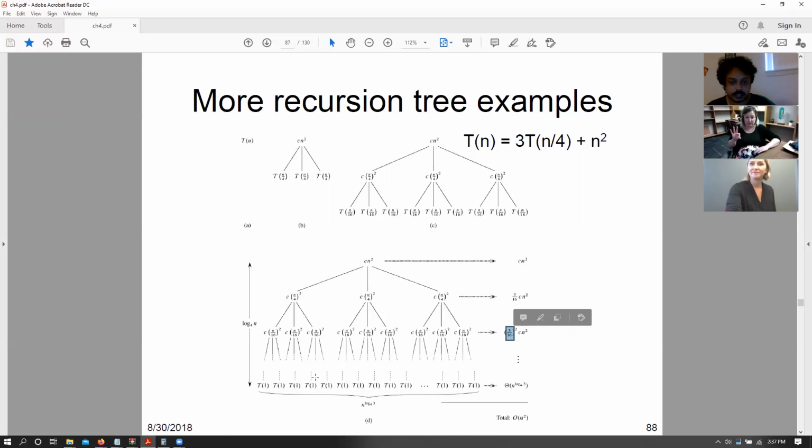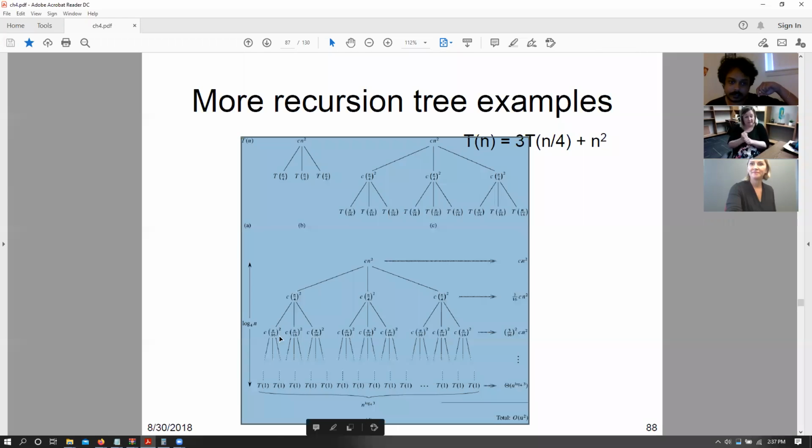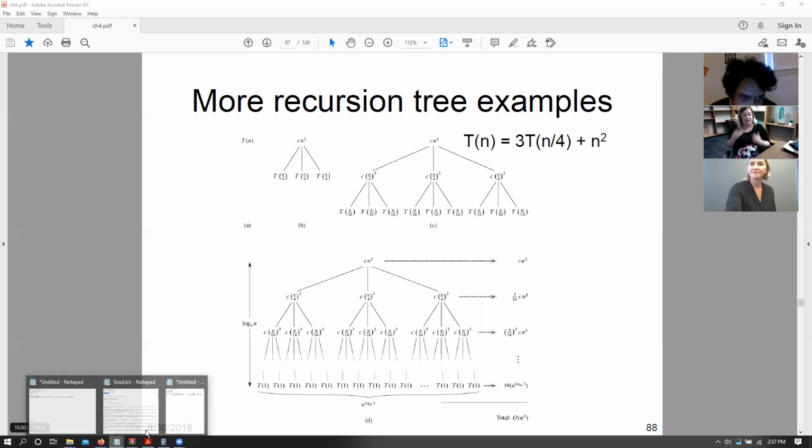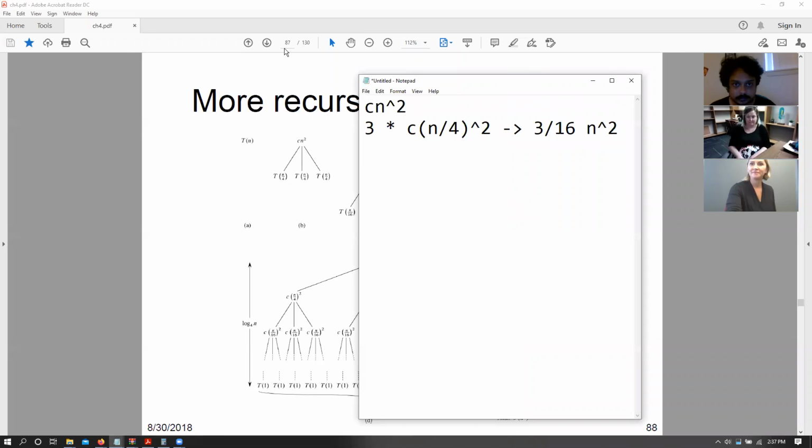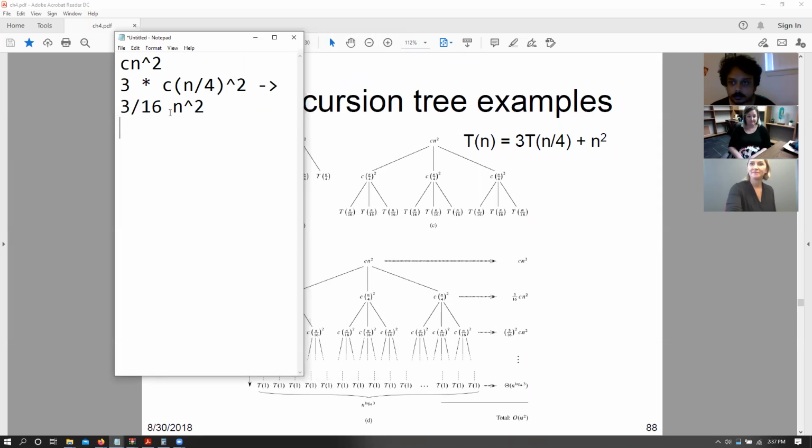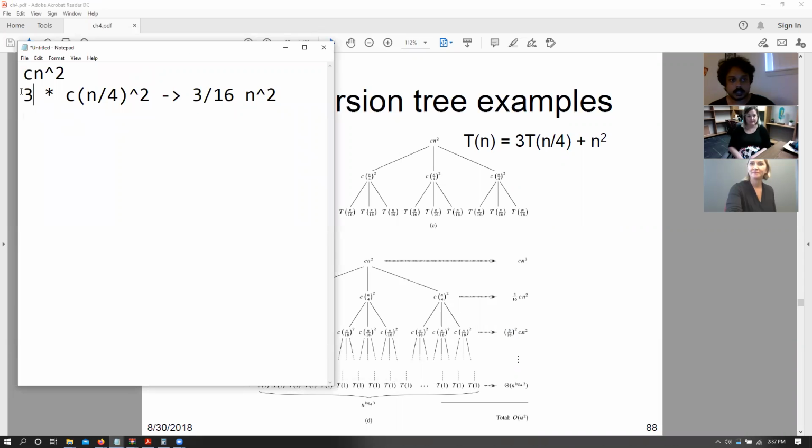We have a total of 9 of these, so that makes us 3 squared, and then we have 16 squared. So this was the number of branches that we have. For the next one, we have 9 branches. For each of those 3, we have 3 more branches. So we have 9 branches, where each of those is C n by 16 squared. Does everyone agree that this is the solution for the third level?